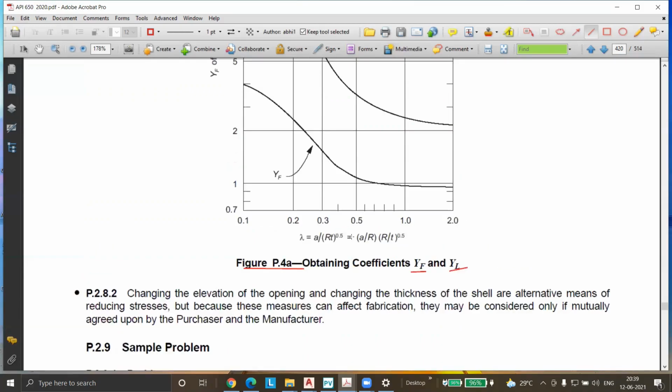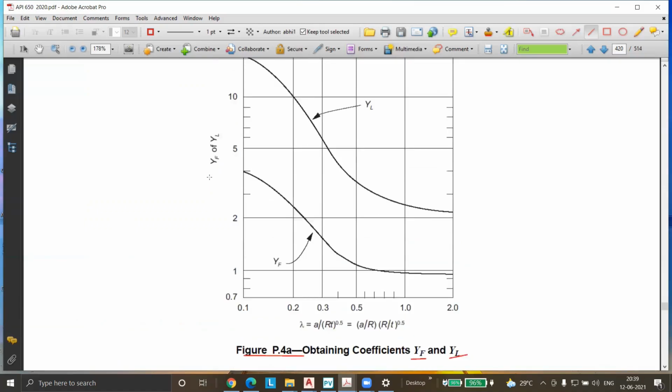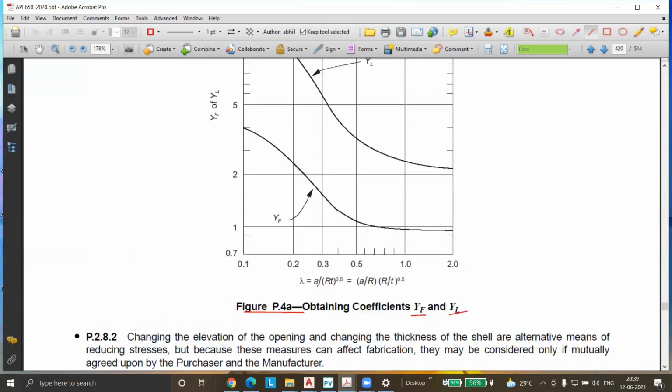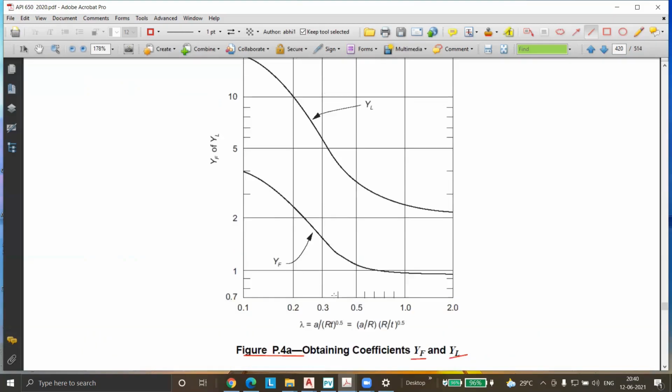If you see this graph, YF or YL will be determined by this lambda. Lambda is what? Lambda is nothing but A, the radius of my nozzle, which we saw, divided by square root of RT. So with this value, we will have the lambda. Let us see where it is coming. We will have the YF and YL value both. Right? We can proceed like this.